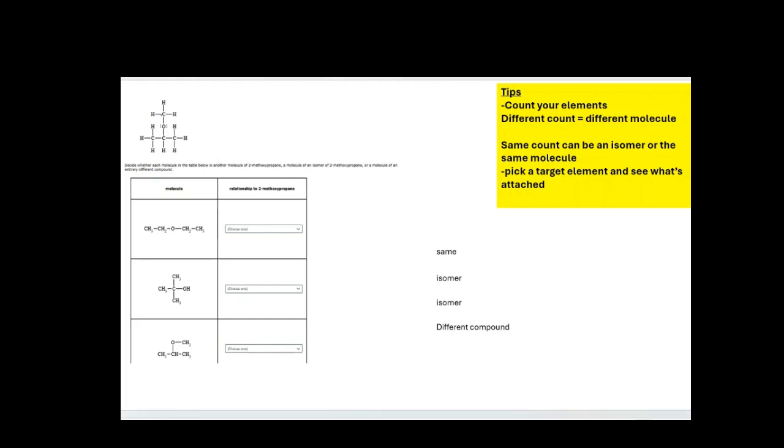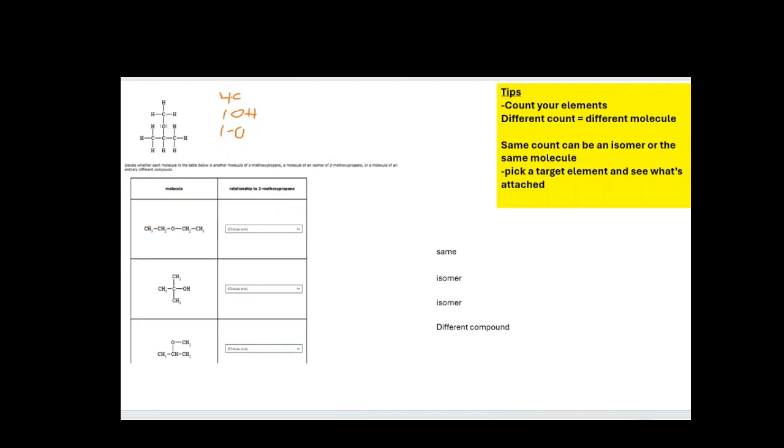So looking at the first compound, I'm gonna immediately start by counting what's attached to it. So I see I have 4 carbons, so I'll just write 4C for the carbons. I have how many hydrogens? 1, 2, 3, 4, 5, 6, 7, 8, 9, 10. 10 hydrogens. And I have 1 oxygen. Having that oxygen there is going to help because that oxygen is going to stand out, and I'll pick that as my target element later.